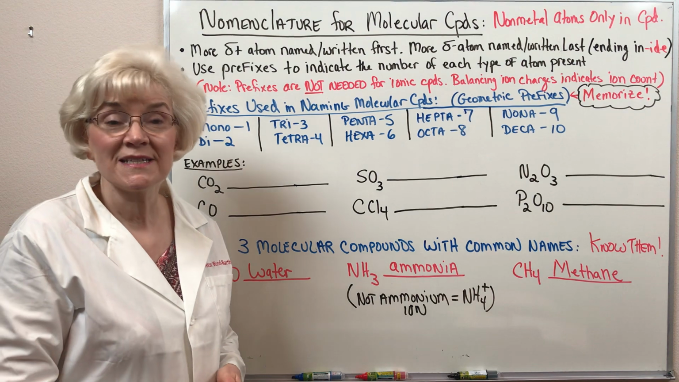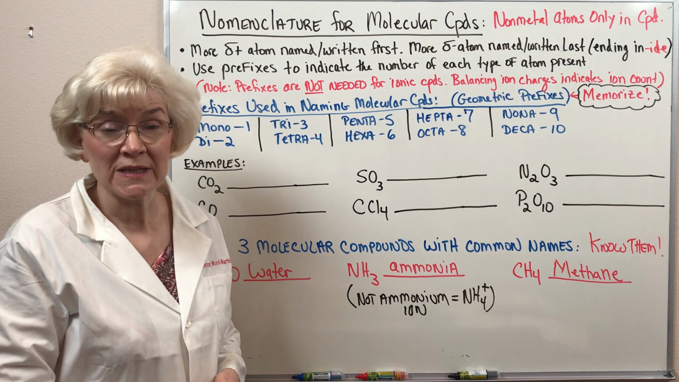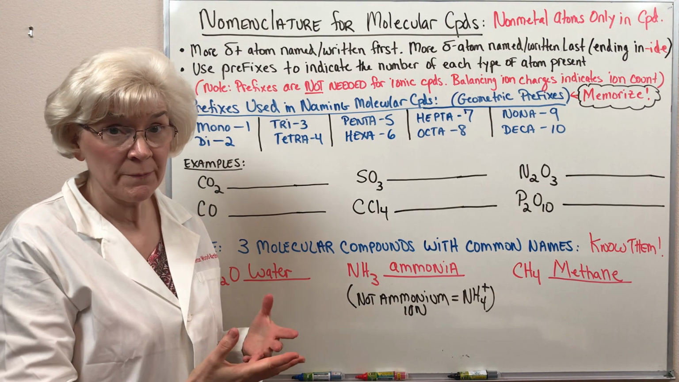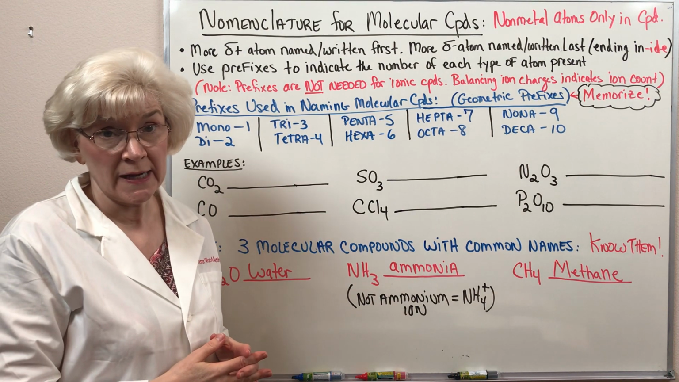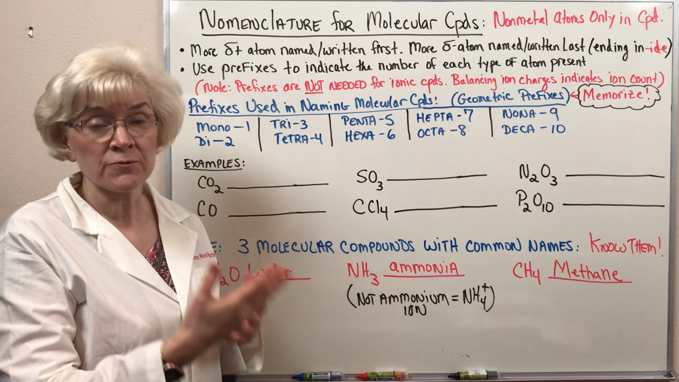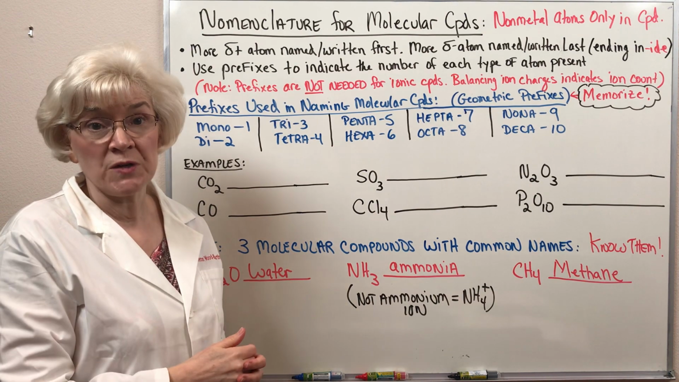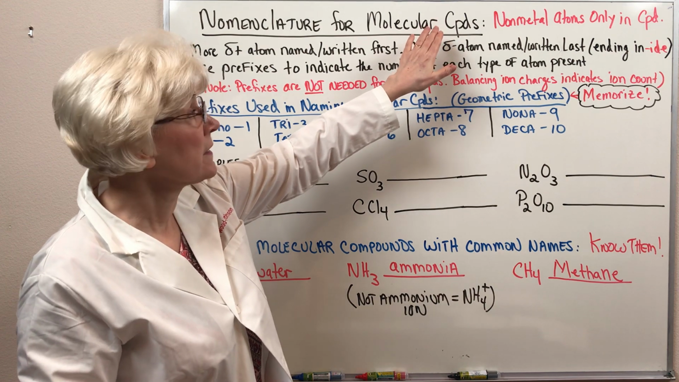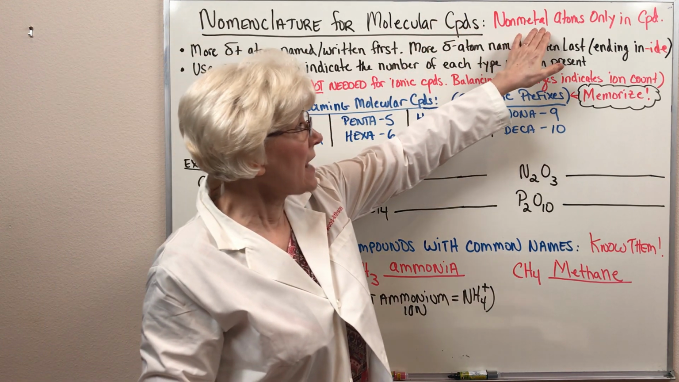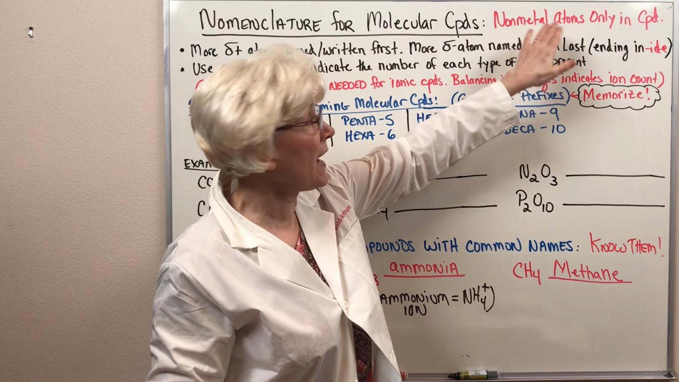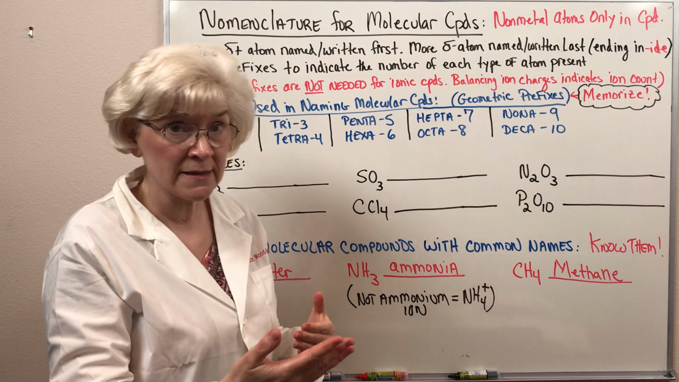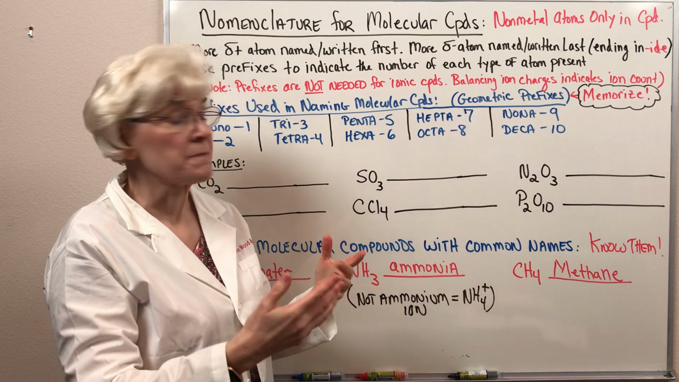We have just finished a discussion of ionic compound nomenclature, and we're now going to look at the second category of compounds, molecular compounds, and look at the system of rules developed to name them. Now, of course, if we're looking at a molecular compound, we recognize that the substance is a molecular compound because it contains nonmetal atoms only, not ions, but neutral atoms.